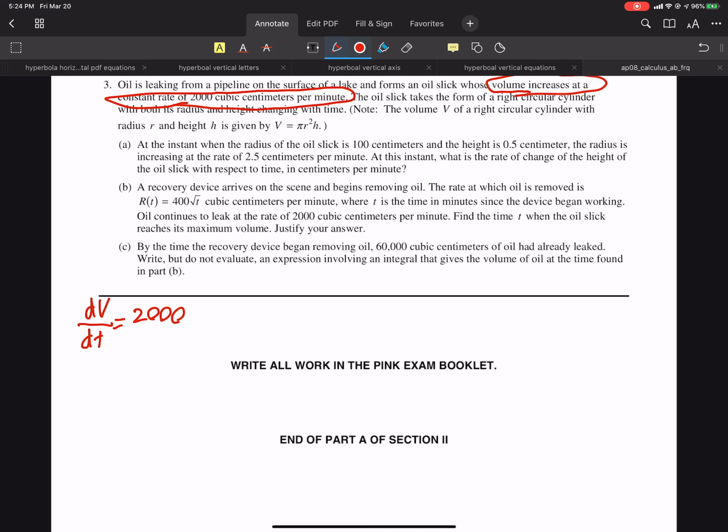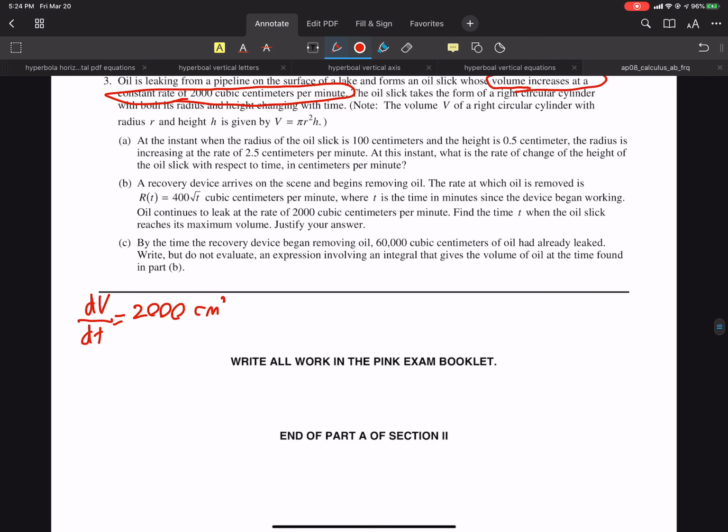2,000 cubic centimeters per minute. And then we know the shape is a right circular cylinder. Radius and height are changing with time. So we know the volume, the radius, and the height are all changing with time. It's important. They're all functions of time. And they give you the volume formula for a cylinder.